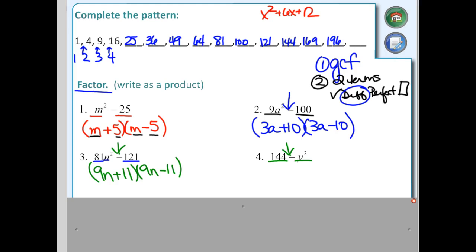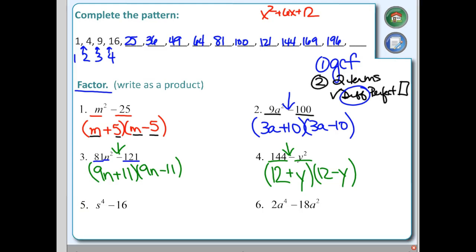So I need it to look like sum and difference. So here we go. 12 times 12 is 144, and we could say 12 plus y, and then we could say 12 minus y. Are you seeing the pattern and how to memorize it?